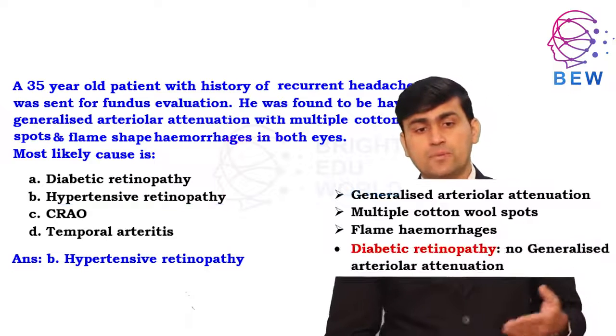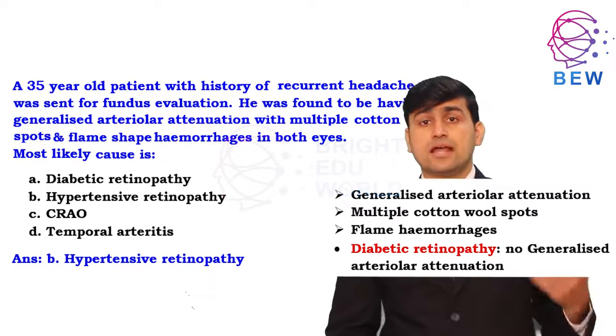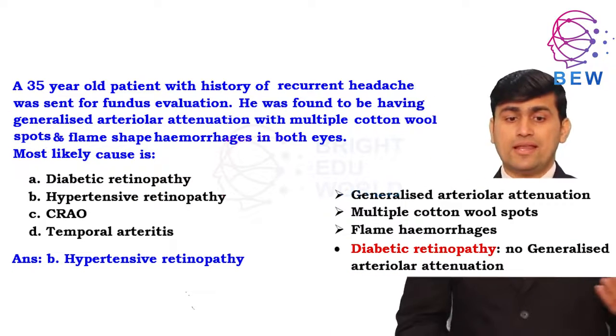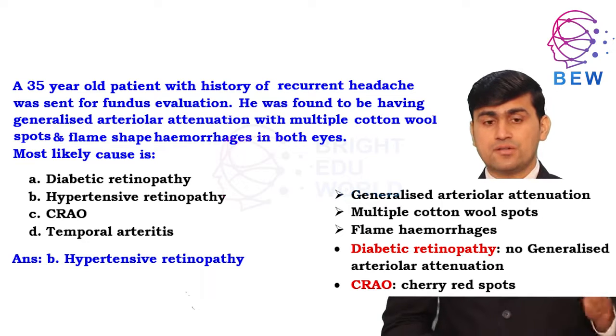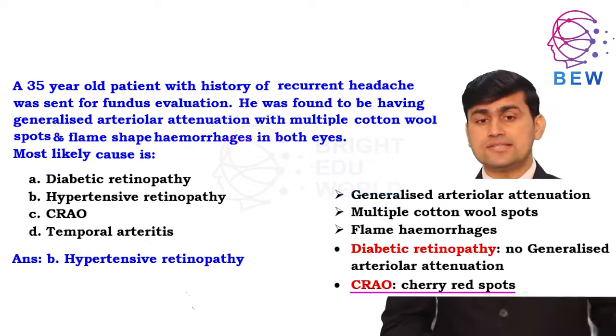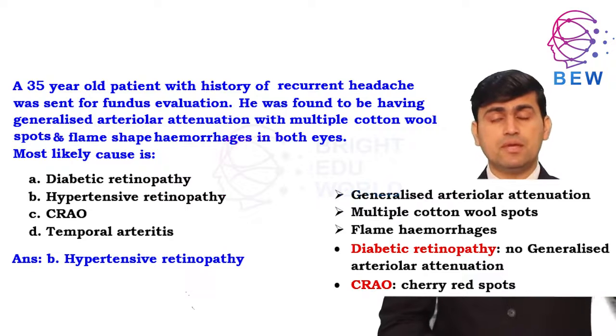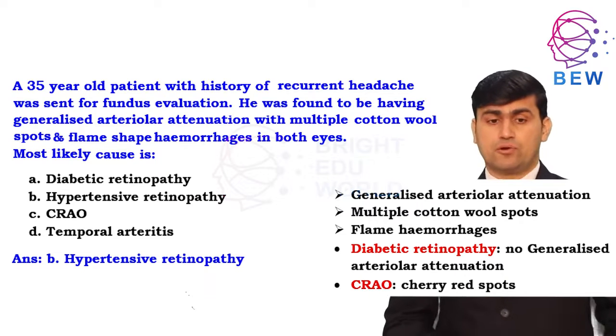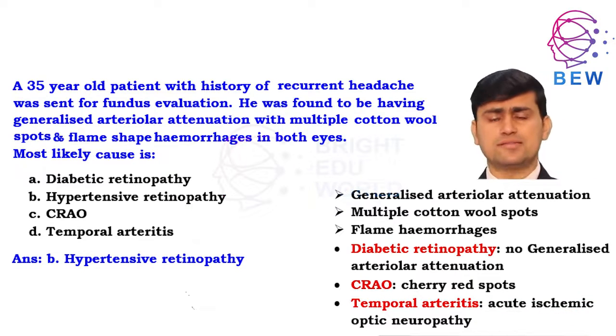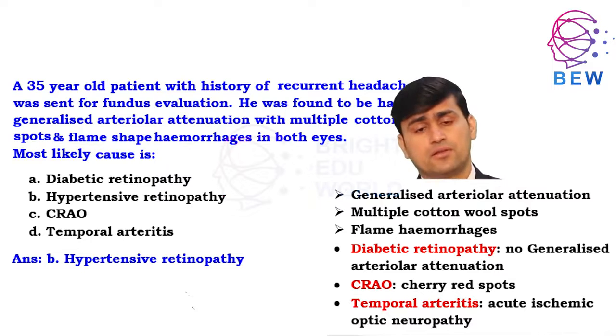In diabetic retinopathy, there won't be generalized arteriolar attenuation, while in central retinal artery occlusion or CRAO, you won't see multiple cotton wool spots and flame-shaped hemorrhages, and there will be cherry red spot in CRAO, while in temporal arteritis there is acute ischemic optic neuropathy.